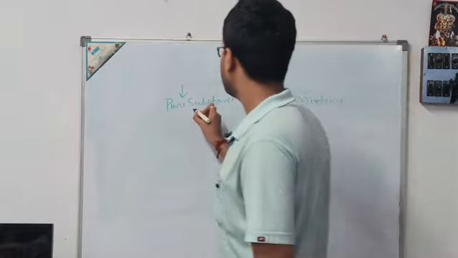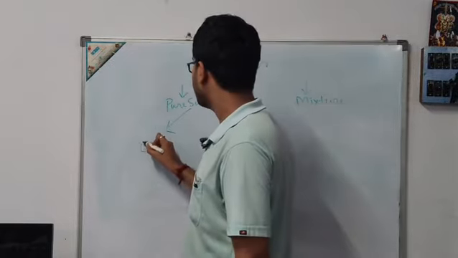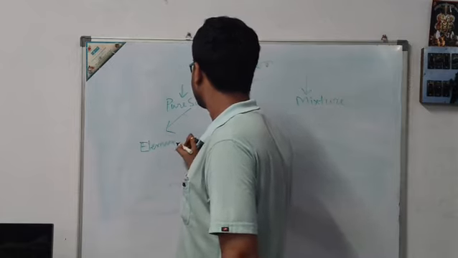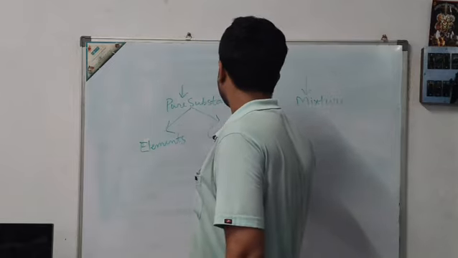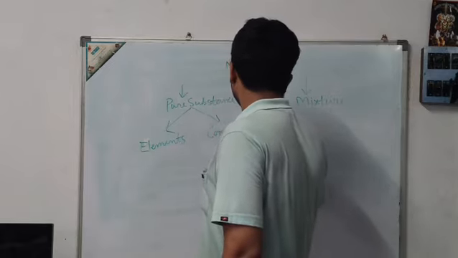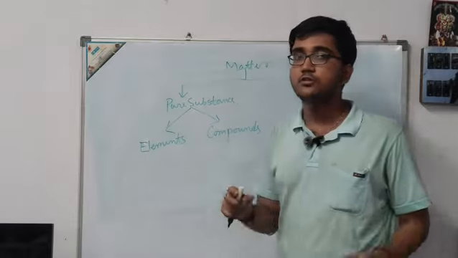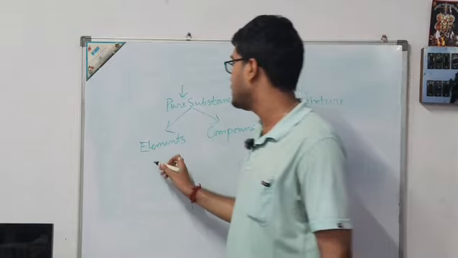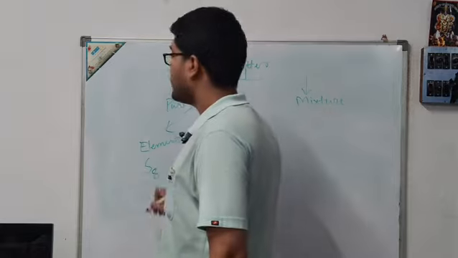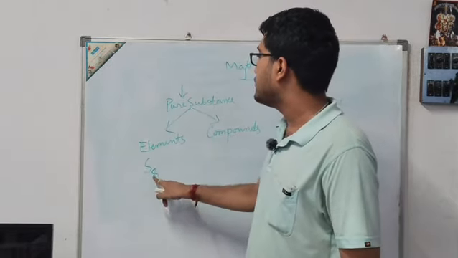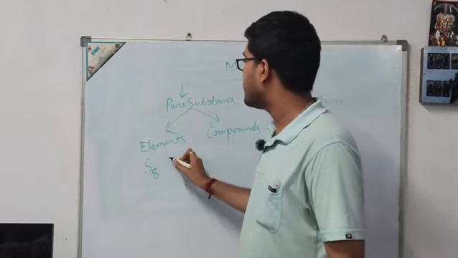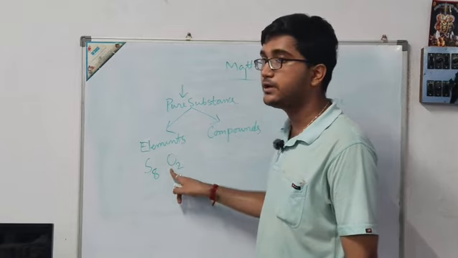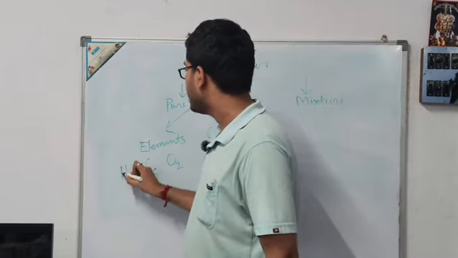So pure substances can further be classified into two categories, that is elements and compounds. Now what are elements? Elements are pure substances which consist of only one type of atoms, not just one atom only, but one type of atoms. For example, S8 is an element. It may look like a molecule, but it's an element because it consists of only one type of atoms. Similarly, O2 is an element. It's a molecule, but since it consists of only one type of atom, it's an element. Similarly, helium is an element.